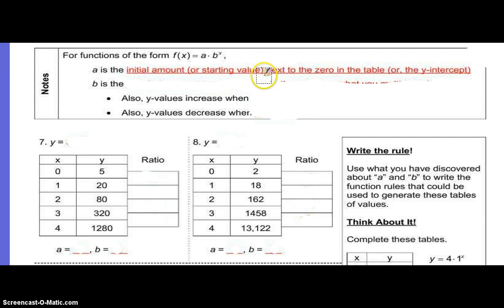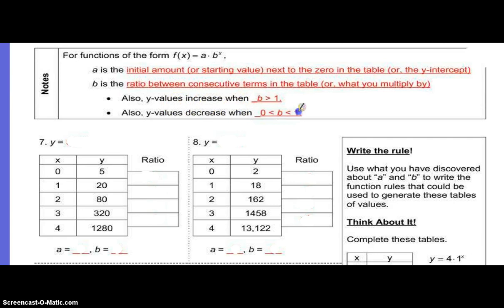So that's going to make the B value the ratio between consecutive terms in the table, or what you multiply by. And note that Y values increase when your B is greater than 1, but Y values decrease when your B value is between 0 and 1, or it's like 0.8 or 0.5.